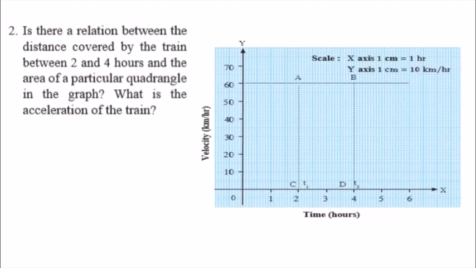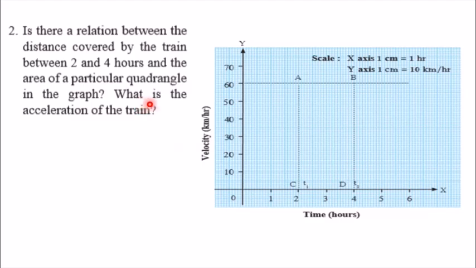Next, we need to find whether there is a relation between the distance covered by the train between 2 and 4 hours and the area of the quadrangle in the graph. That is, we have to find the area of ACDB, and calculate whether the distance covered by the train between 2 and 4 hours, which we have already found to be 120 kilometers, and this area are equal or not. Is there any relationship between these two things?